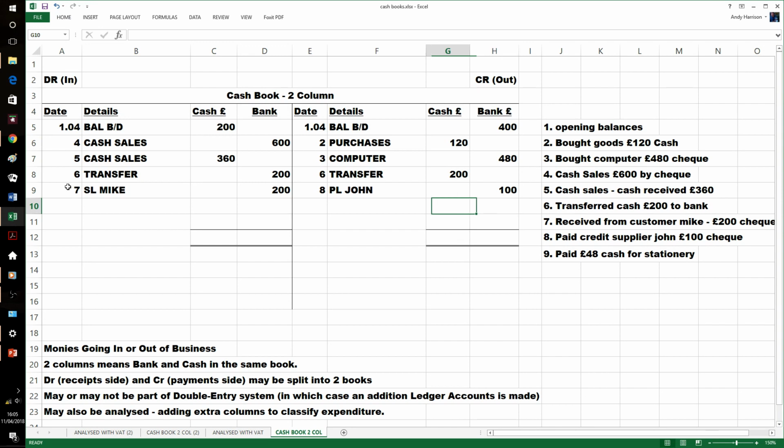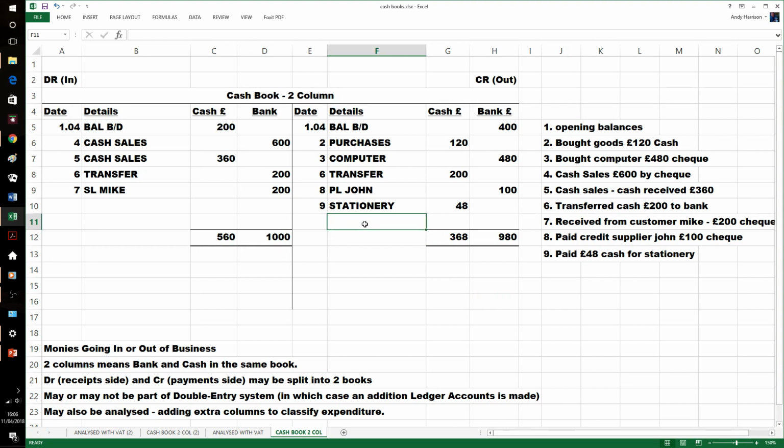And then we've also bought some stationery, and we paid £48 cash. So it'll balance off as per any T account. The difference is we're balancing cash separately. They're effectively two T accounts joined together.